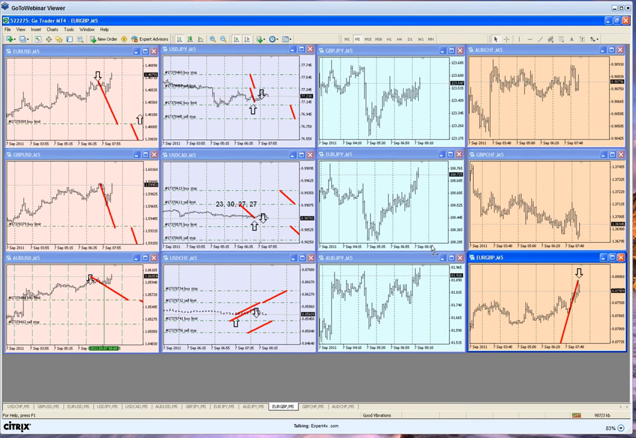Bit slower at getting into these guys. Aussie franc, pound franc. No, not sure if I want to overexpose myself to the franc at the moment. All right, let's go into the Aussie franc.